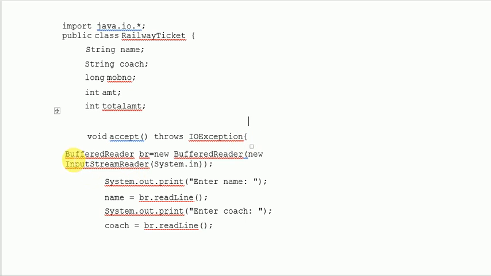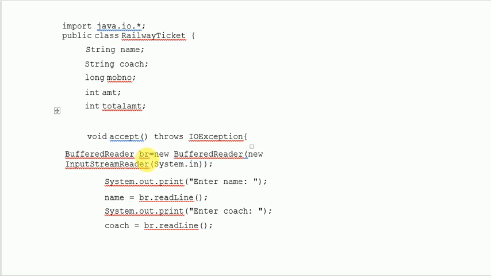Whenever you make use of the BufferedReader class, you will have to write throws IOException in whichever method you are creating the object of the BufferedReader class. You have to write this along with the prototype. It is mandatory. So void accept throws IOException, BufferedReader br = new BufferedReader(new InputStreamReader(System.in)). This is the syntax. You have to memorize it.